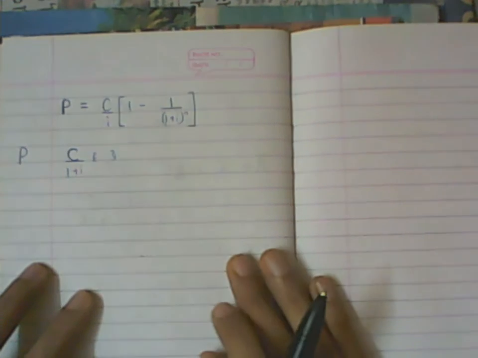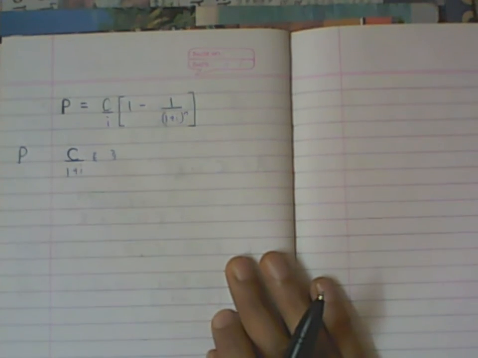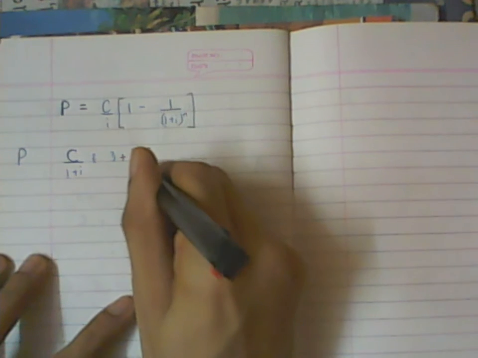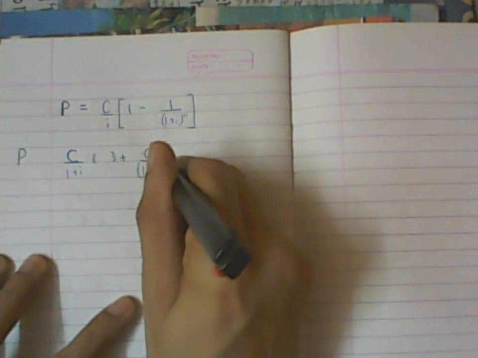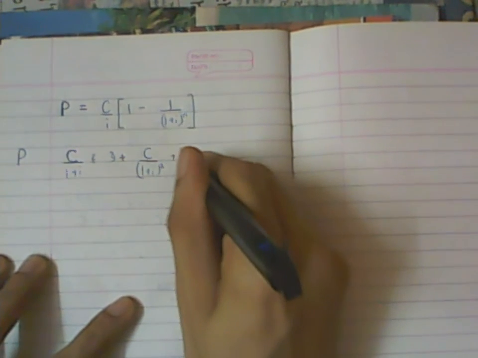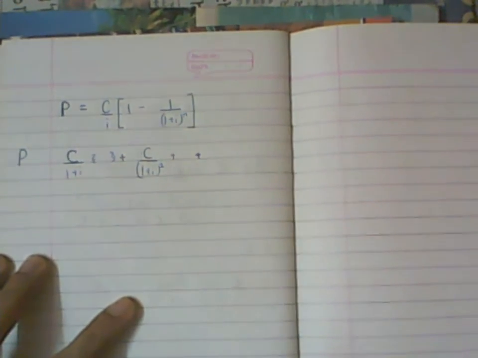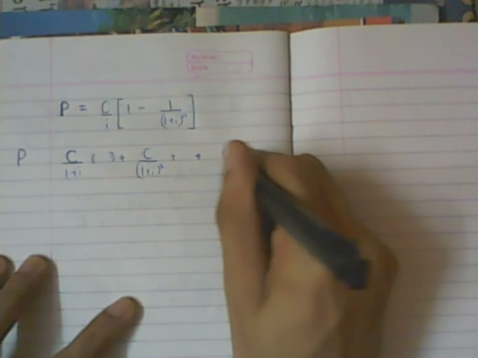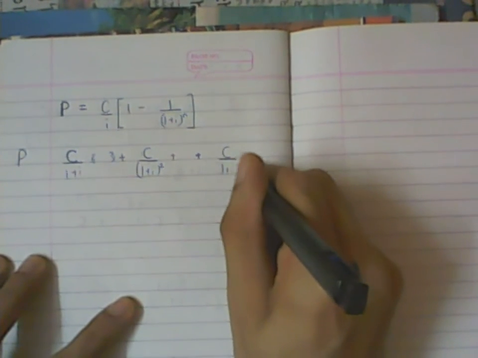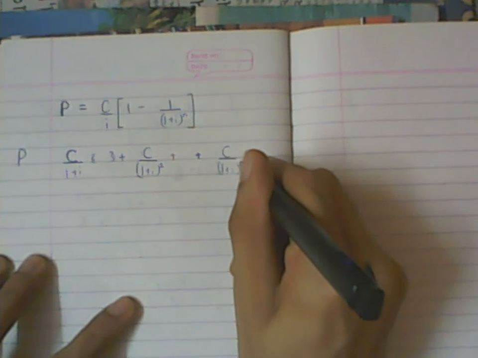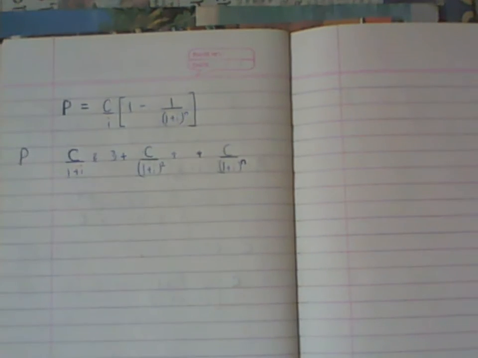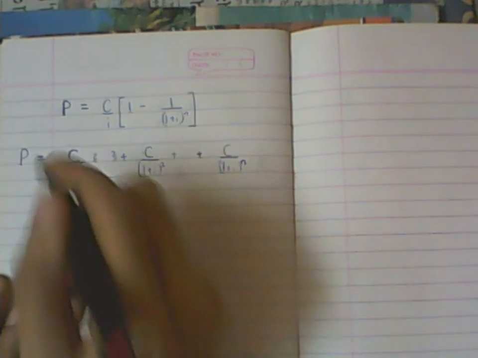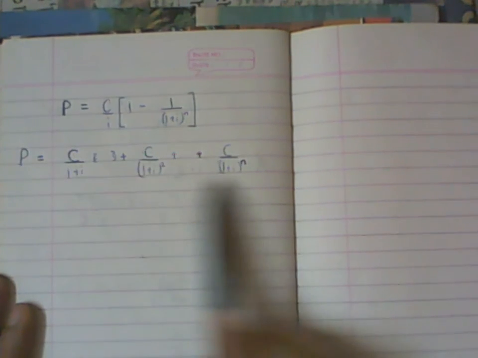The second installment that I make is at the end of the second year. So its present value will be nothing but C divided by 1 plus I squared, and so on. The nth installment that I make at the end of the n years has present value C divided by 1 plus I raised to n. So this basically forms the crux for the proof. If you break your total present value into the present value of each installment, this is what you get.